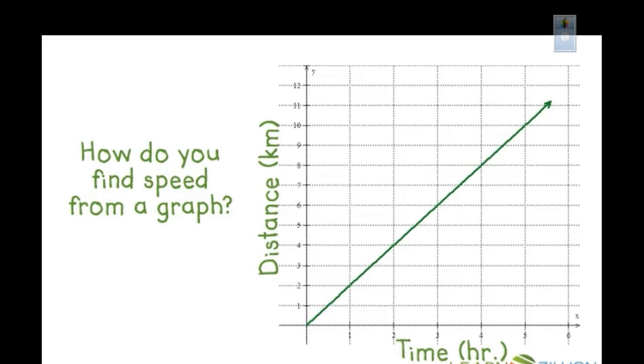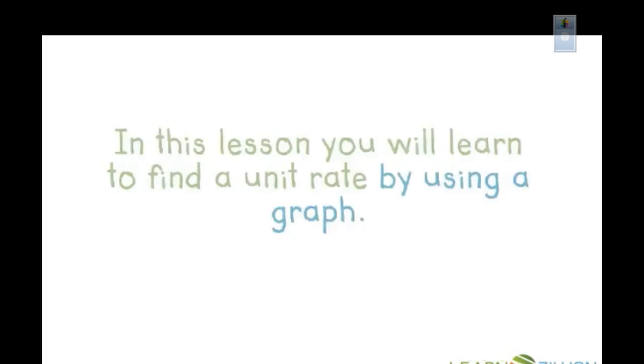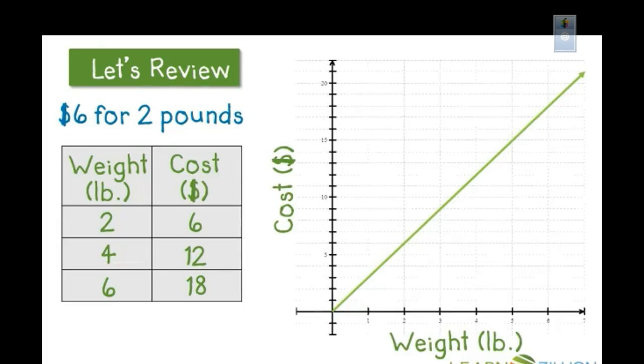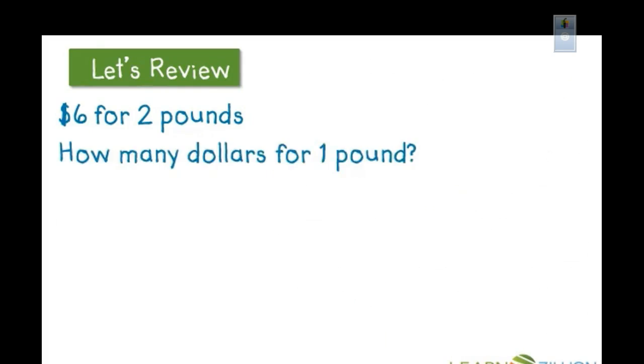How do you find how fast something is going from a graph showing the time that has passed and how far it has gone? In this lesson, you will learn to find a unit rate by using a graph. You've already learned that if you have a proportional relationship like $6 for 2 pounds, you can make a table of values and graph the relationship. You've also already learned what a unit rate is. A unit rate answers how many dollars for 1 pound in this case, or in general, how many of the dependent variable for 1 of the independent variable.